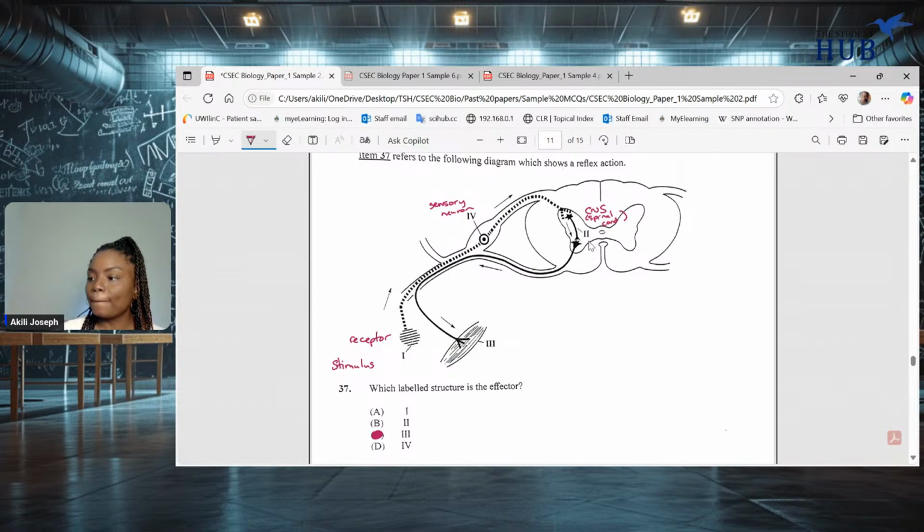2 is what? 2 being found within the spinal cord, being found within the relay neuron. 2 is the relay or interneuron. Right? And then you're going to have electrical impulses being sent via your motor neuron to your 3, which is your effector, which in this case is the muscle.